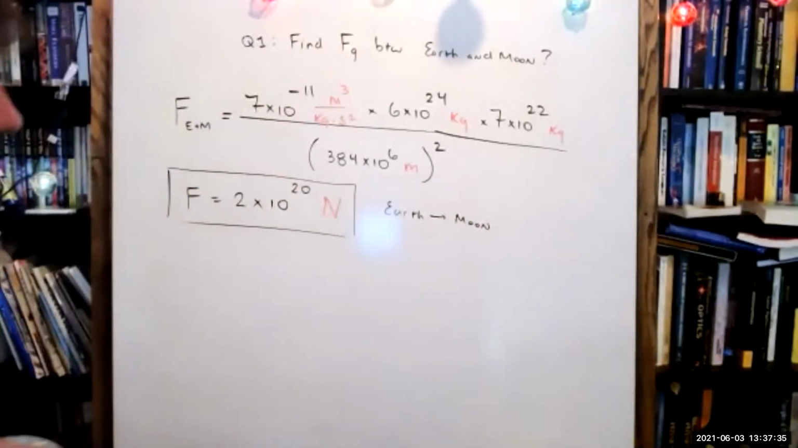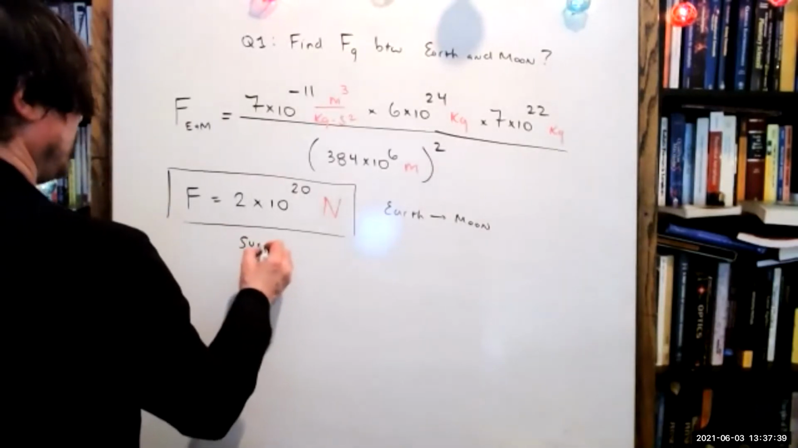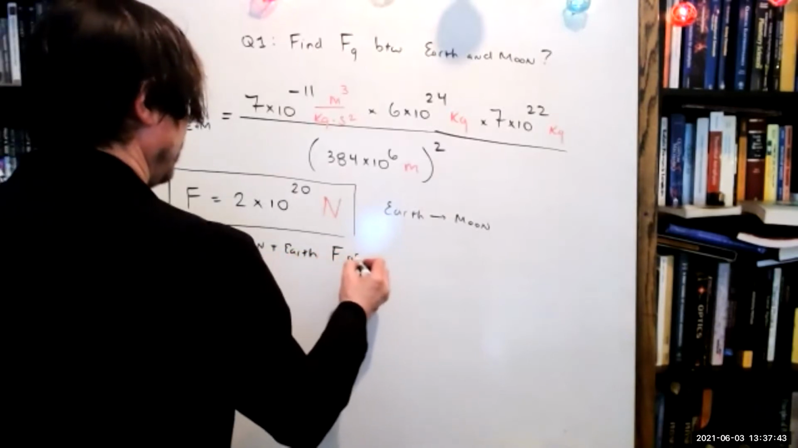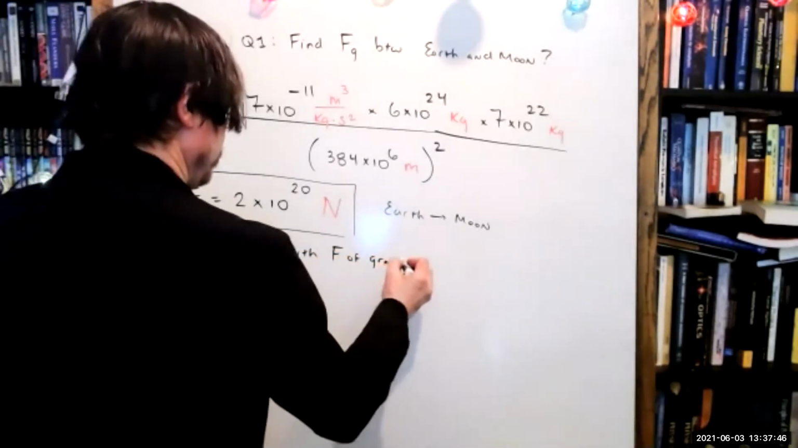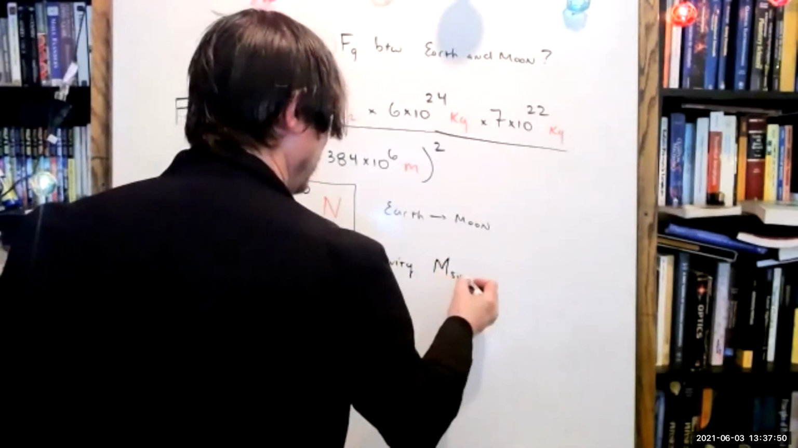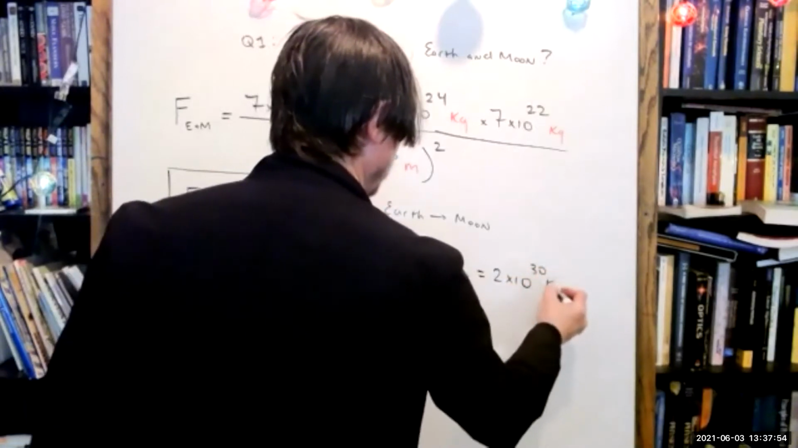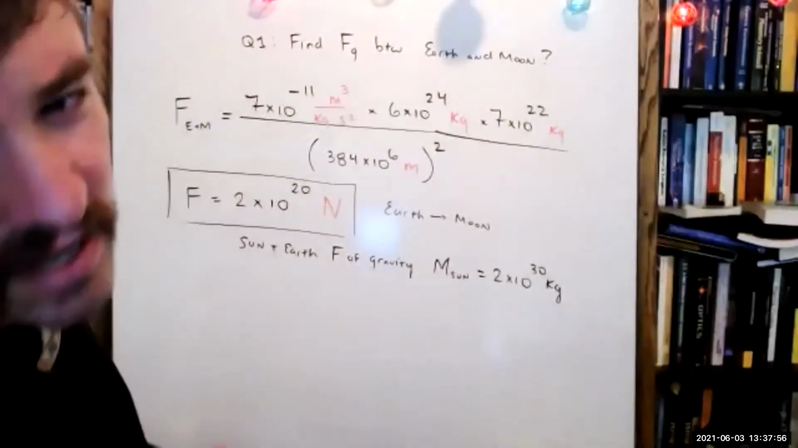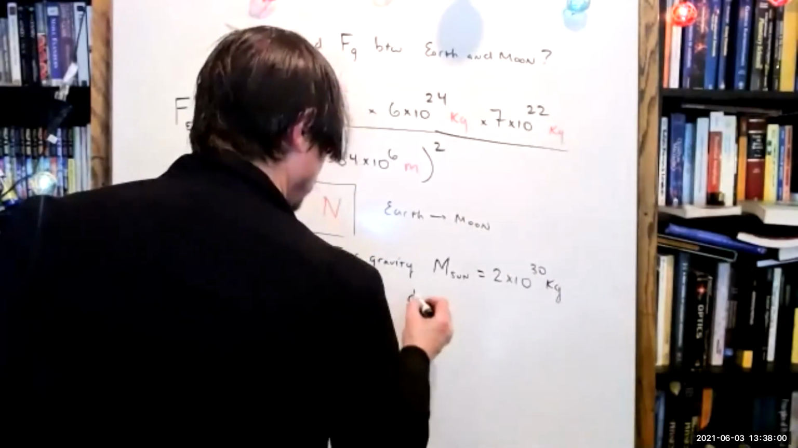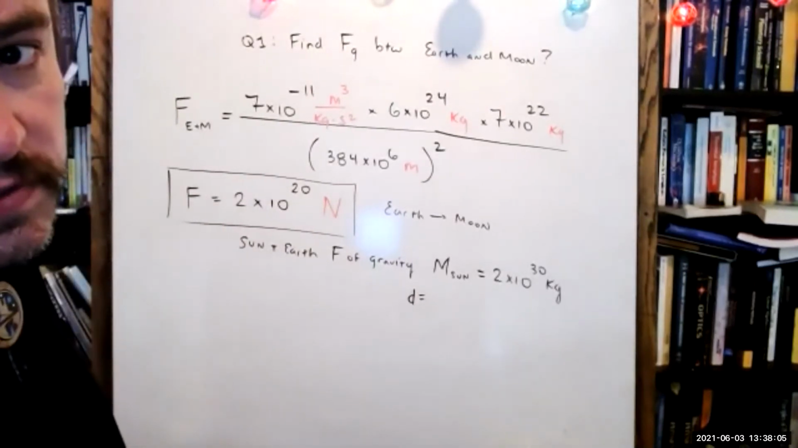Now we're going to try to calculate the Earth to Sun gravity. So let's do Sun and Earth force of gravity. To do this problem, we're going to need the mass of the Sun, which is 2 times 10 to the 30 kilograms. I'm going to skip doing the units and colors because I can move a little faster. What is the distance between Earth and the Sun? You're supposed to know that.